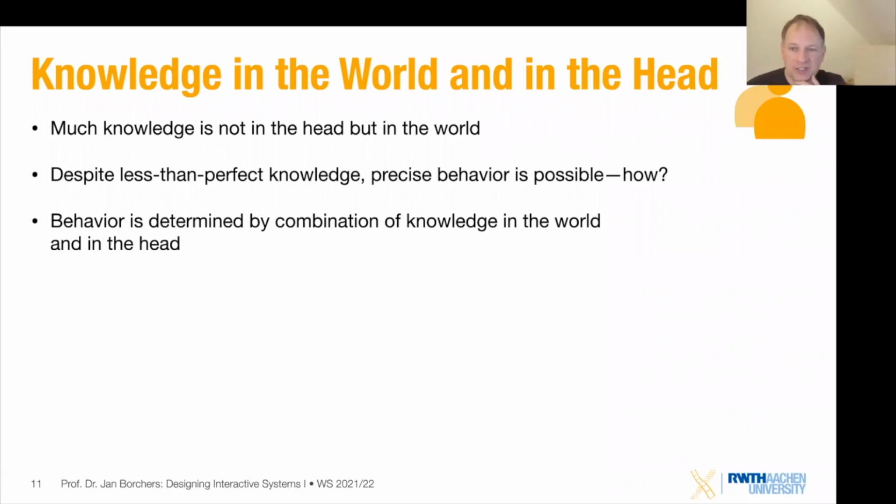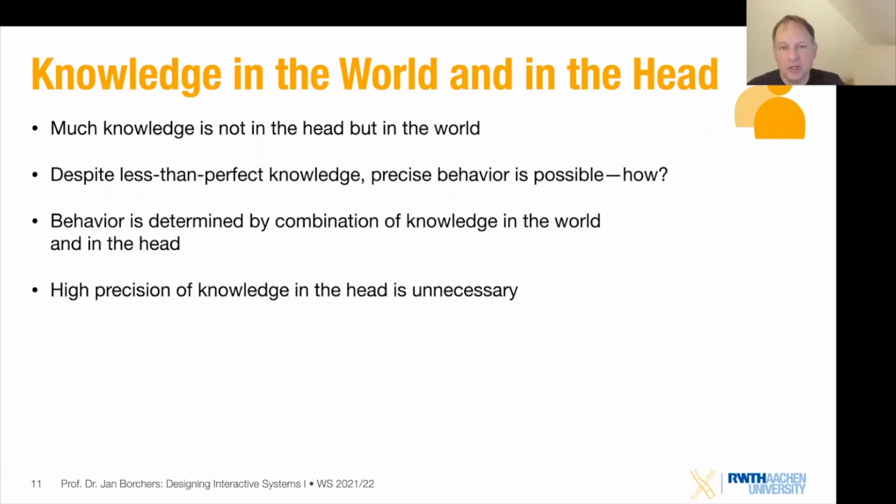What that means is that we do not need to store things at the highest precision. We only need to store in the head enough detail about something, an object for example, to be able to reliably distinguish it, and to reliably distinguish the right behavior from any other behaviors that are possible.